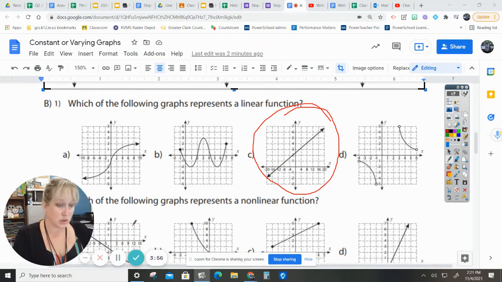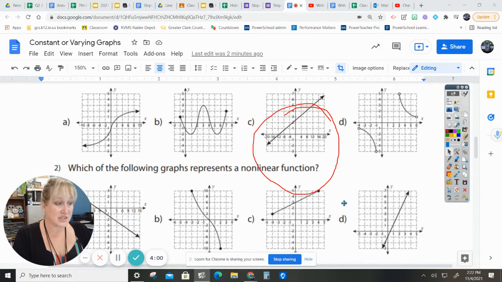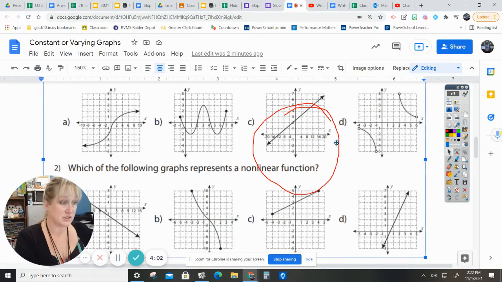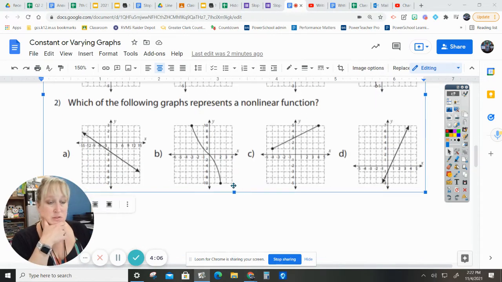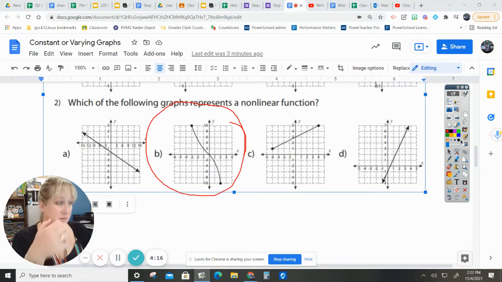Same thing below. If we look at these, which of the following graphs represent a non-linear function? So really having a hard time with the writing. So as you can tell, that's a line, so it's linear. That's a line, so it's linear. That's a line, so it's linear. So the answer to this one will be this.